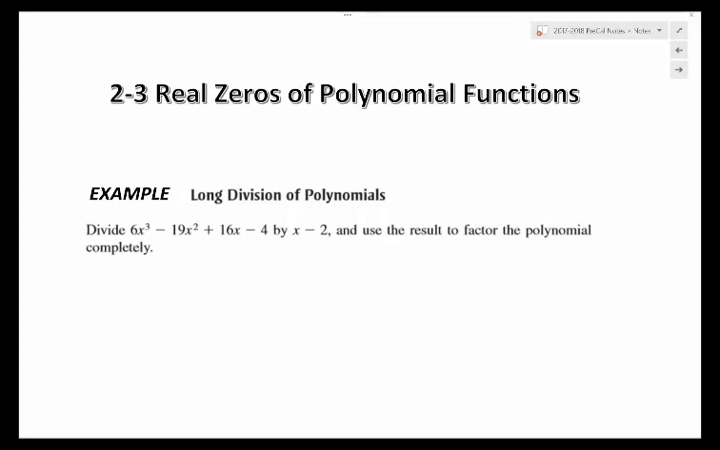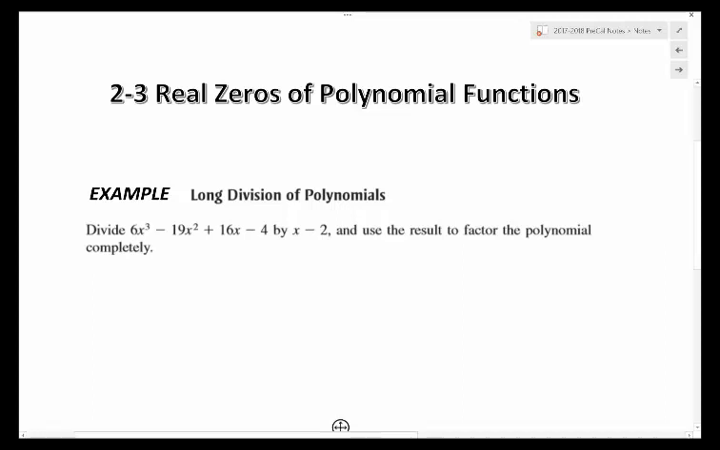Hello and welcome to 2-3, real zeros of a polynomial function. We're going to talk today about finding the real zeros and checking to see if various equations can go into other equations. This is one of my favorite topics of the entire year. I absolutely love this. We're going to deal today primarily with division of algebraic expressions by other algebraic expressions.